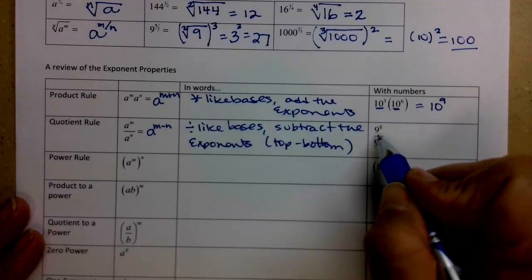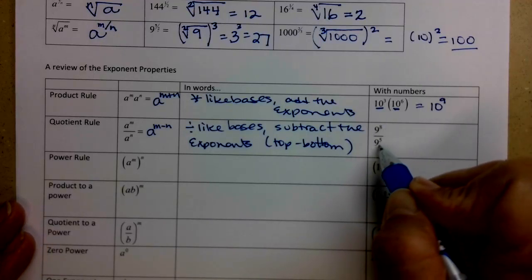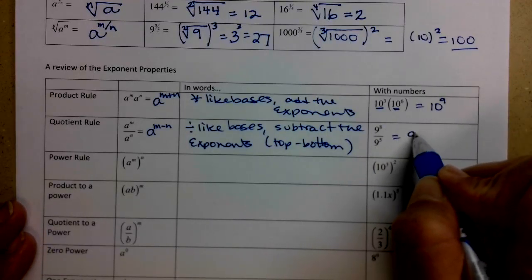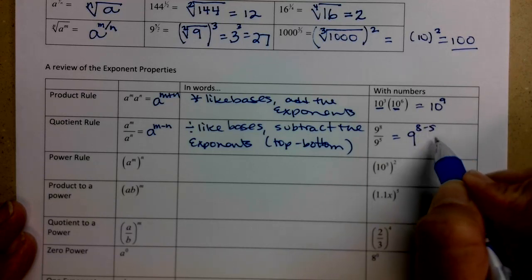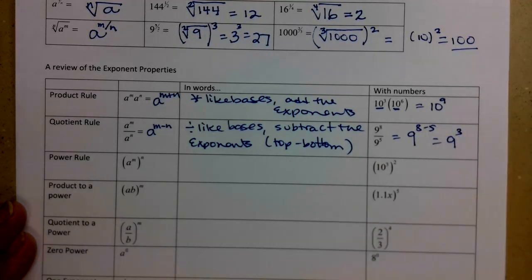Okay, so if I have 9 to the 8th divided by 9 to the 5th, that would be 9 to the 8 minus 5, or 9 cubed.